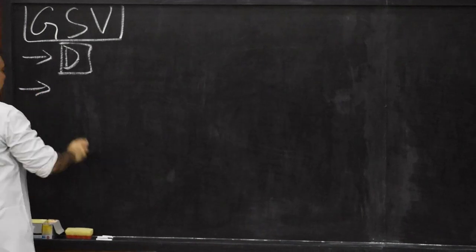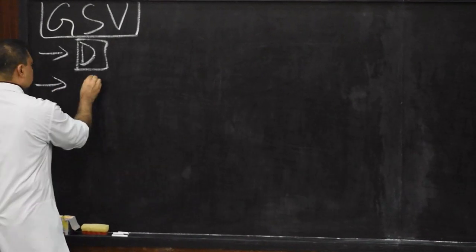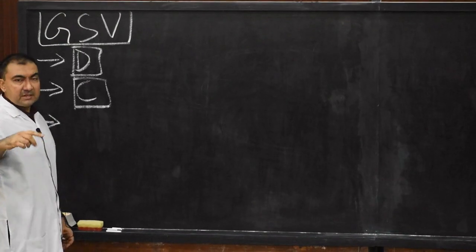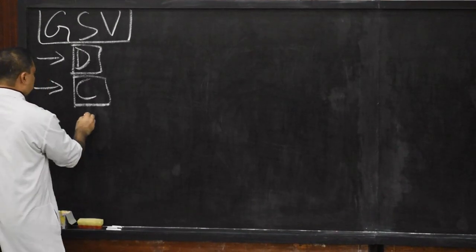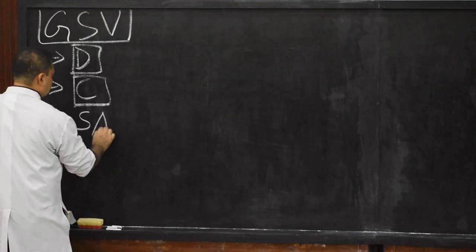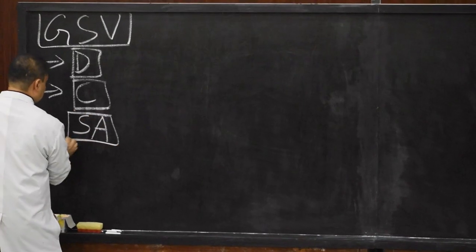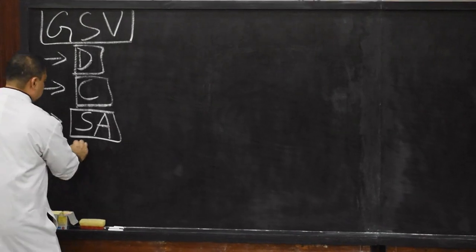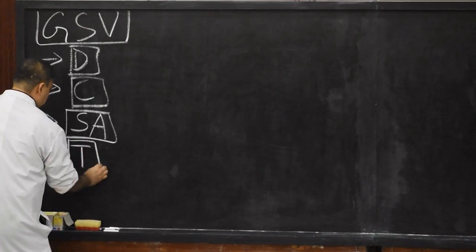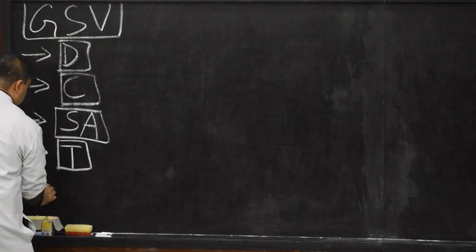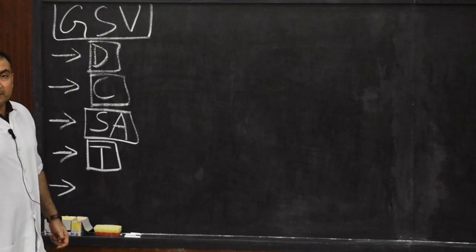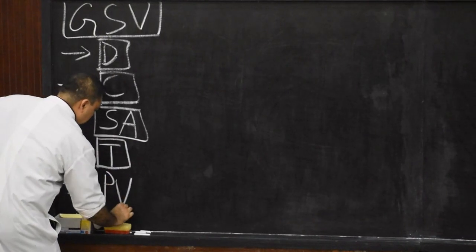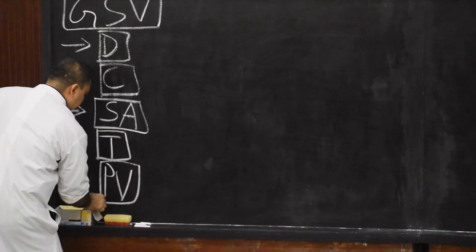Then we are going to discuss the course. Then we are going to discuss the structures accompanying great saphenous vein. And then we are going to discuss the tributaries of great saphenous vein. So very important. And then we are going to discuss the perforating veins, or perforators of great saphenous vein.